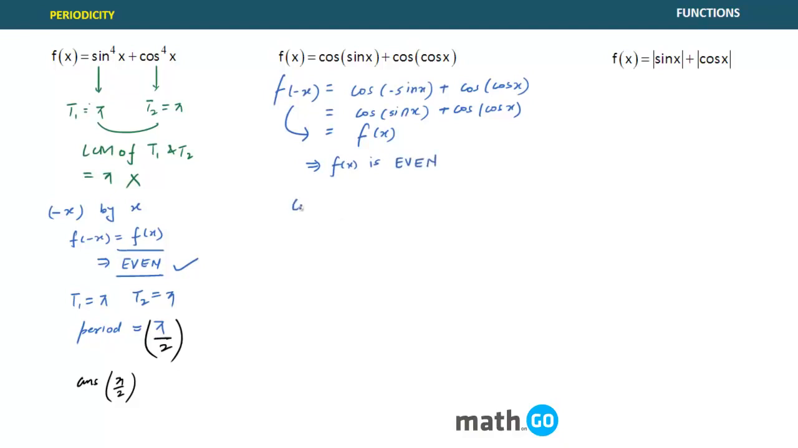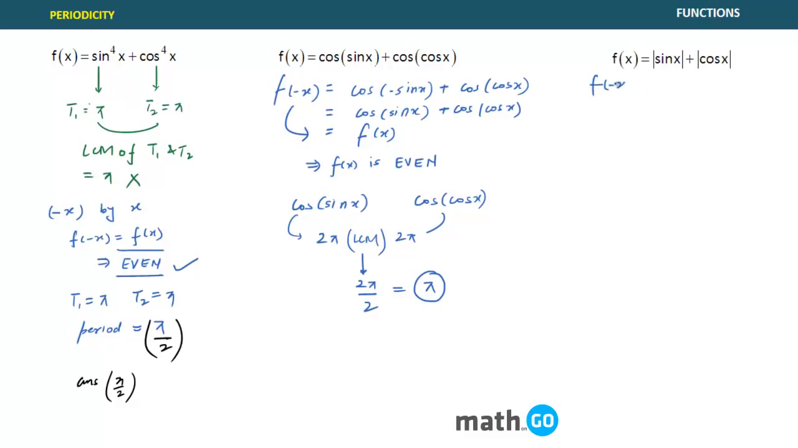Now tell me about first cos of sine x. What is the period of this function? This period is 2 pi, because it will depend on the innermost function. The other function that you have is cos of cos x. The period of this is again 2 pi. The LCM of these two should have been 2 pi, but since it is an even function, we'll divide it by 2. The answer is pi. This is the period of this particular function. The same thing you can apply here also.